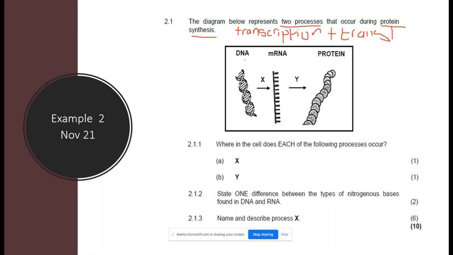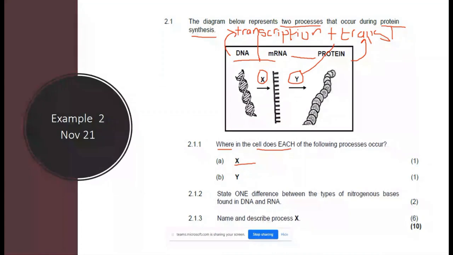Right, so I know it's that. So remember, I made a one. Going from DNA to mRNA is my transcription. Going from mRNA to a protein is called translation. So now it's easy. So this must be transcription and that must be translation. Well done, Valhalla. Where in the cell? Now they're not asking me which one is this. They want to know where does each of the following occur? Where does X occur?